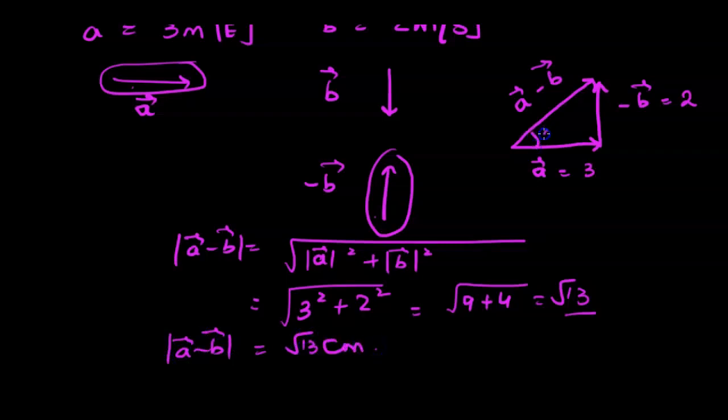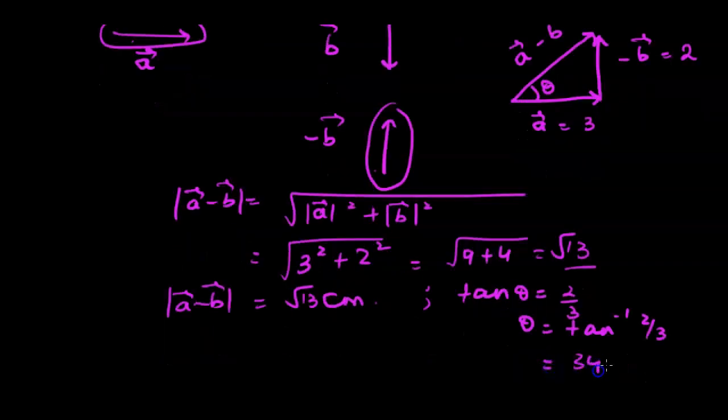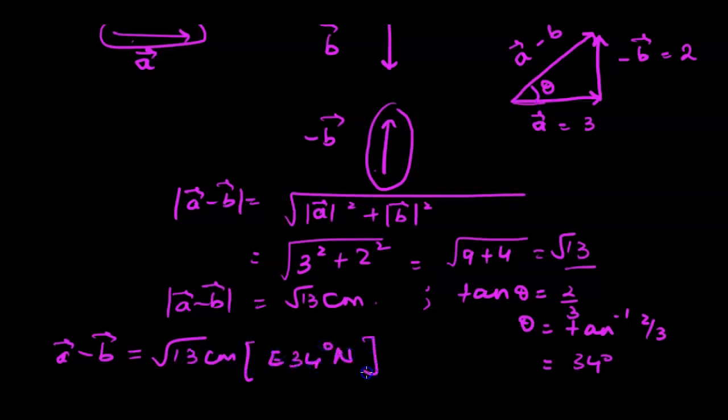We'll find out the direction now. Direction is theta, so we'll use tan theta for that. Tan theta is equal to opposite over adjacent, which is 2 over 3. So theta will be equal to tan inverse of 2 over 3, which is going to give us 34 degrees. Here we got vector A minus vector B is equal to square root 13 centimeters, with east, we have 34 degrees joined in between north.